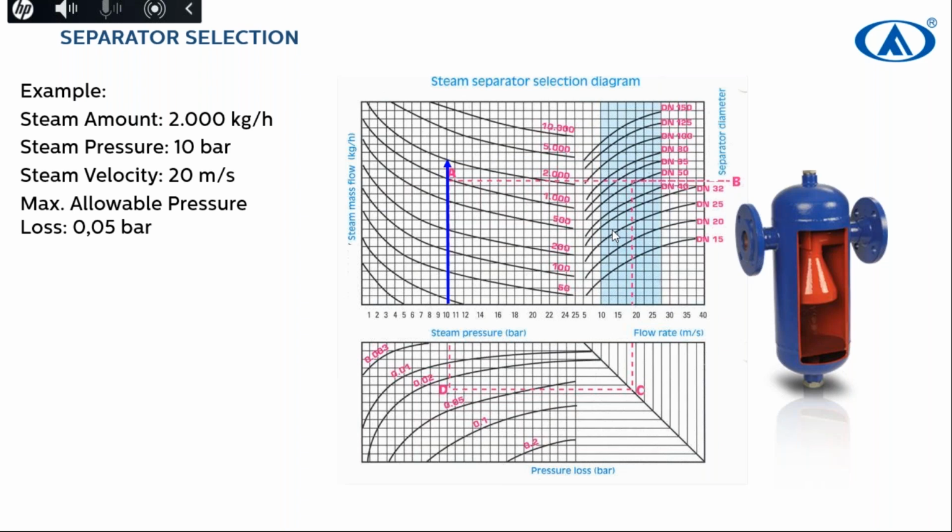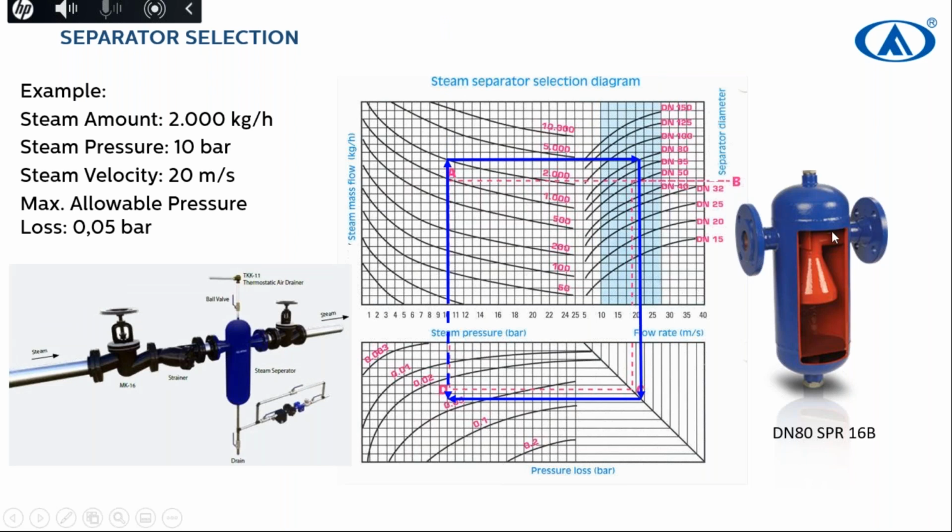To make it clear, I will repeat it. First, you will make a line from your steam pressure. By the way, you can find this diagram in our catalogs. And for this case, it's 10 bar. After that, you will hit the 2 tons per hour. If it's 4 ton, you need to find this point, for example. If it's 1 ton, it will be this point. And after that, you will find your separator's diameter, and then you will check the pressure loss, if it's acceptable or not. That's it for separator selection.